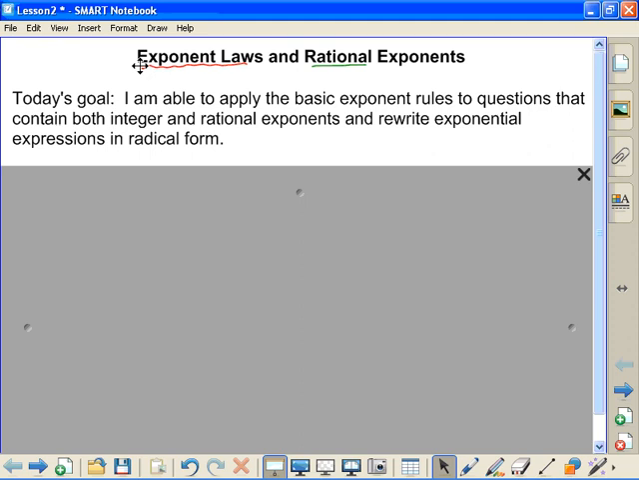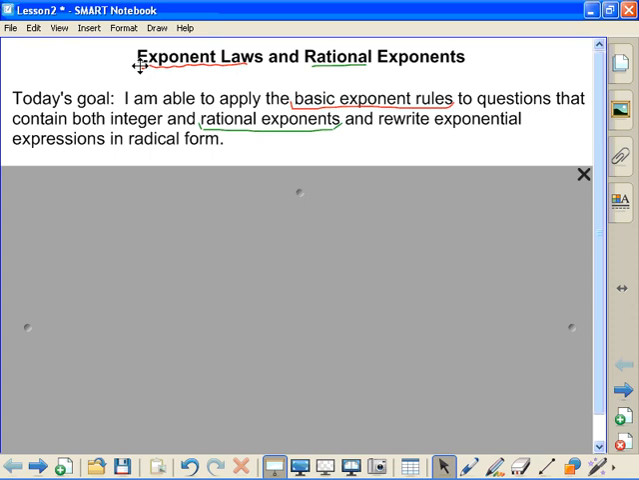Your goal is to be able to apply basic exponent rules. So that's what I said was a review from grade 9 and 11. Questions contain both integer and rational exponents. Now the rational exponents, that's the new component here, and that's what the challenging part of the lesson will focus on. And then I want you to be able to go back and forth with exponential and radical form, and you'll see how they all tie together in a minute.